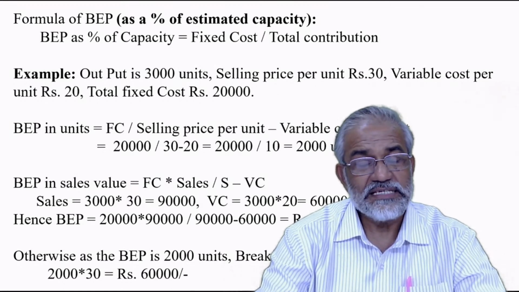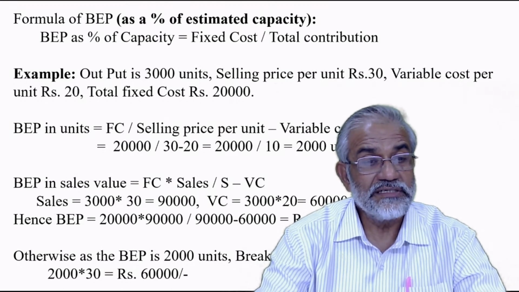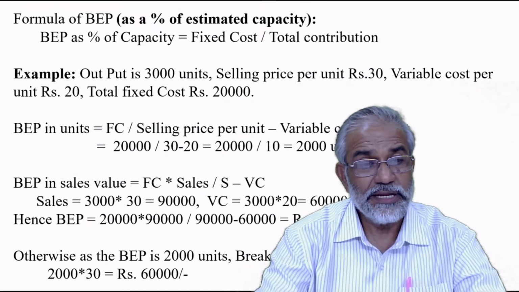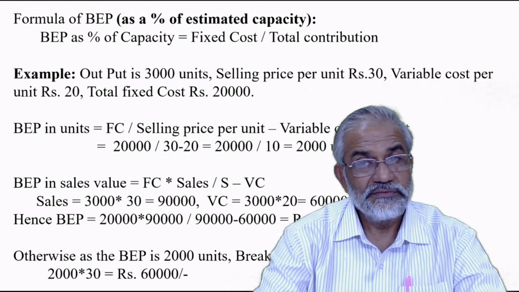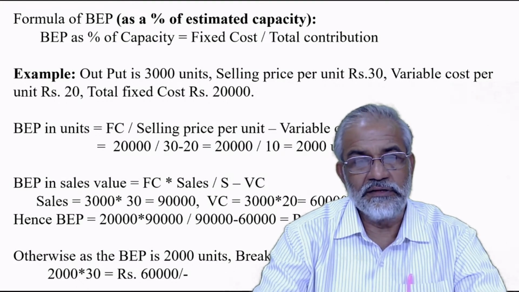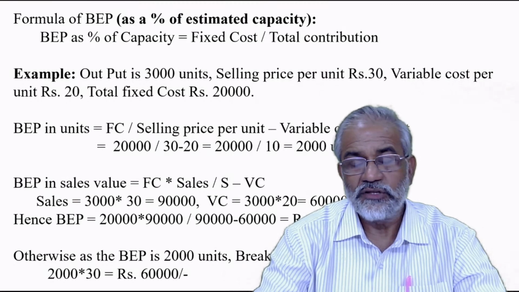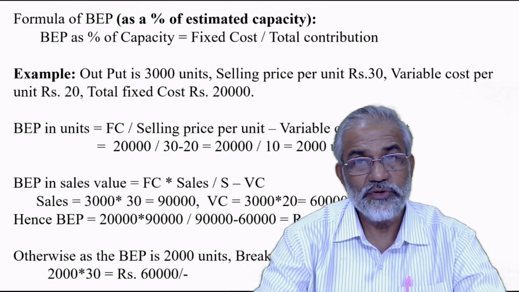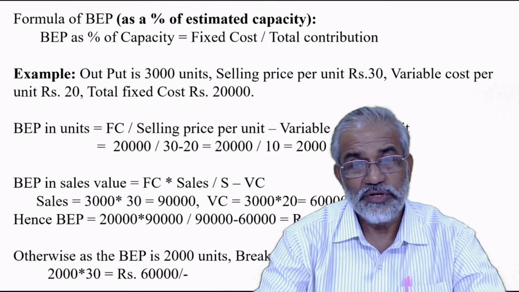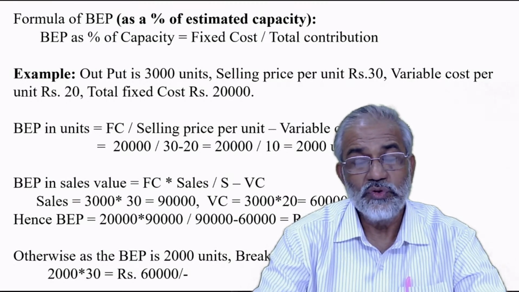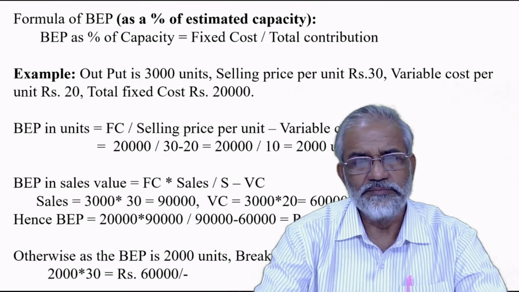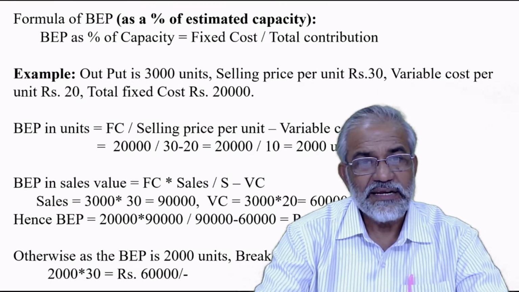So when the organization is producing exactly 2,000 units, then it will be at break-even. It will be at break-even means its total of revenue would be exactly equal to the total of cost. You can check. When 2,000 units are produced, the variable cost per unit would be, sorry, rupees 30 per unit into 2,000. It would be exactly similar to that of the revenue.